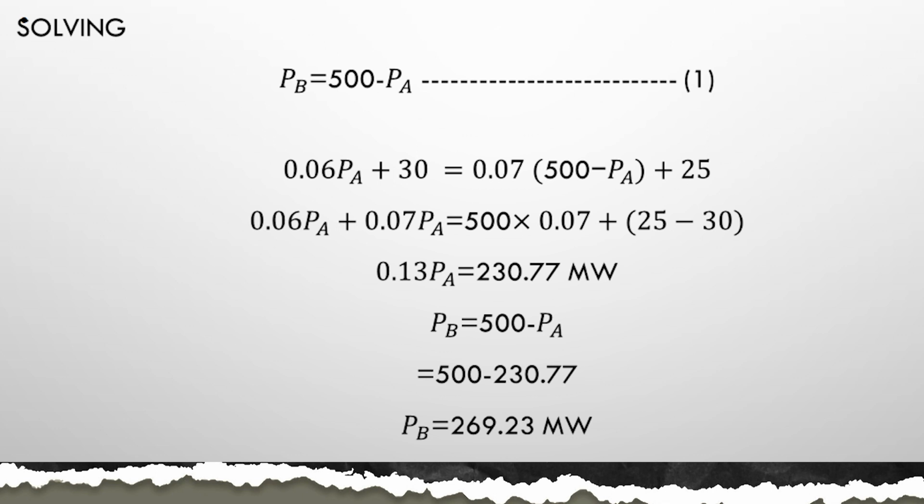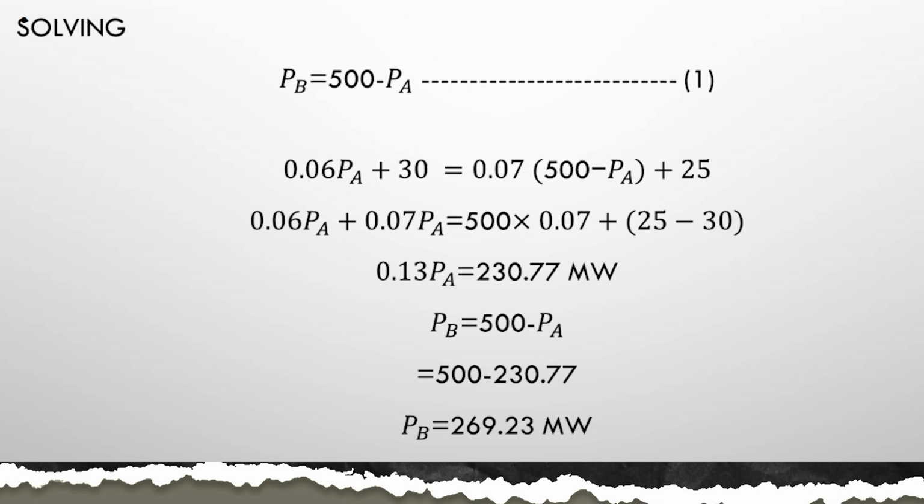I am just trying to solve it. That is 0.06 PA plus 30 equal to 0.07 times this PV value, which is 500 minus PA, plus 25. So 0.06 PA plus 0.07 PA equal to 500 into 0.07 plus 25 minus 30. So finally what we will get is 0.13 PA equal to 30.